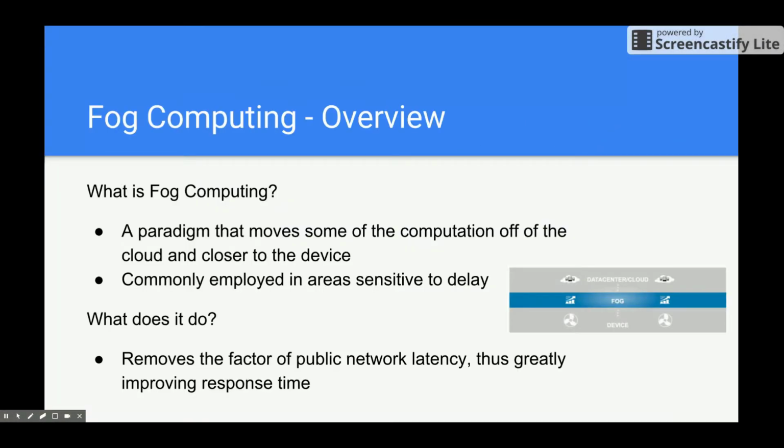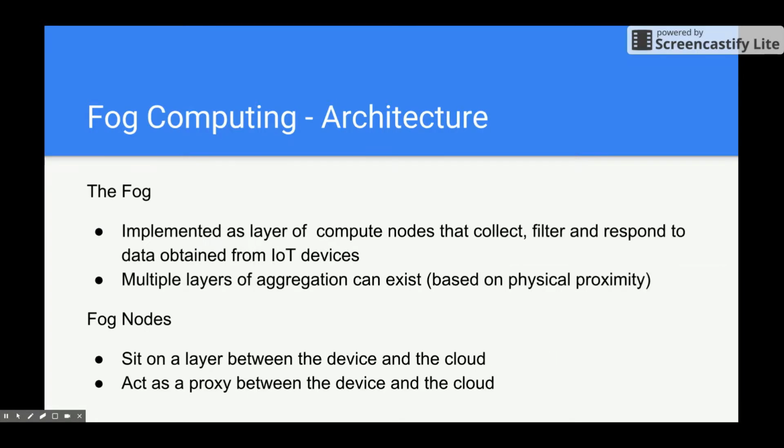Fog computing is a design paradigm that structures a network in such a way that some of the computation is done closer to the IoT device. The biggest advantage to this is the reduced response time for API calls. Fog implementations like the one just briefly described are commonly employed in highly time-sensitive areas such as oil refineries, factories, and hospitals. So how do we implement the fog?